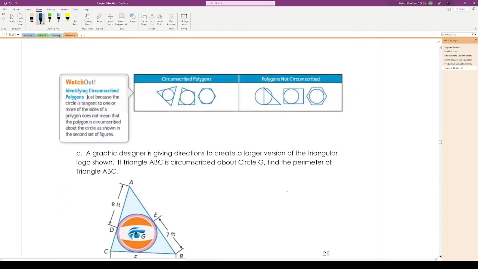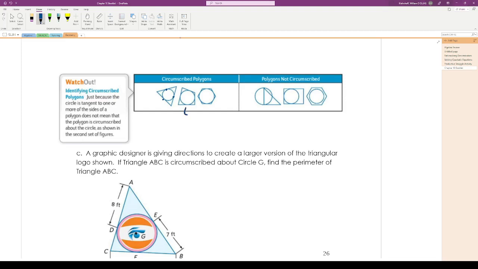So this section is talking about circumscribed and not circumscribed polygons. In order to be circumscribed, remember that every side of the polygon has to be tangent to the circle. So this one, and this one are all tangent. Here, all of those are tangent.